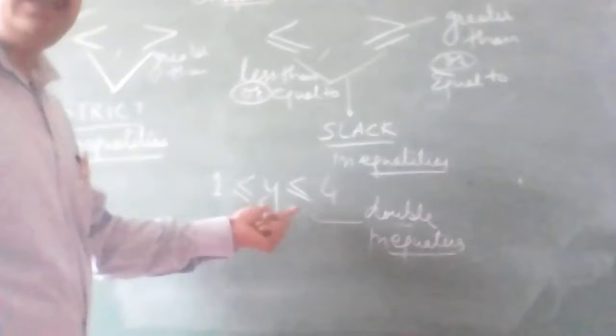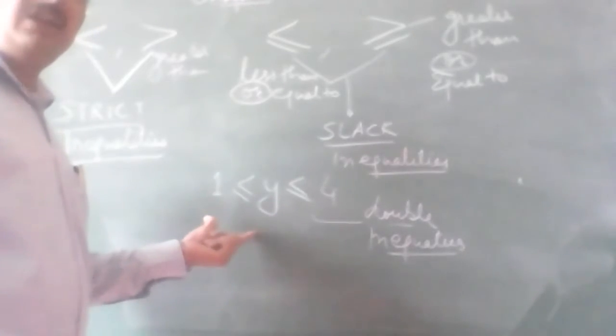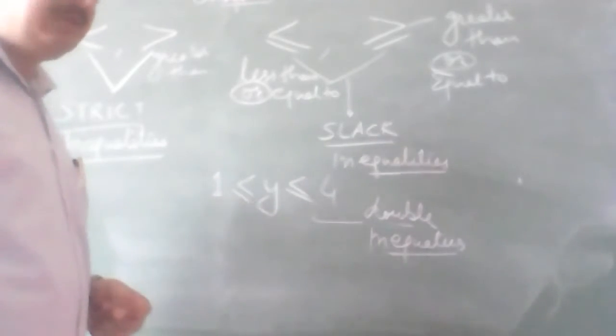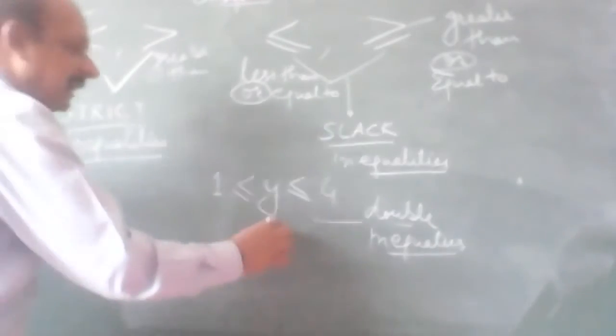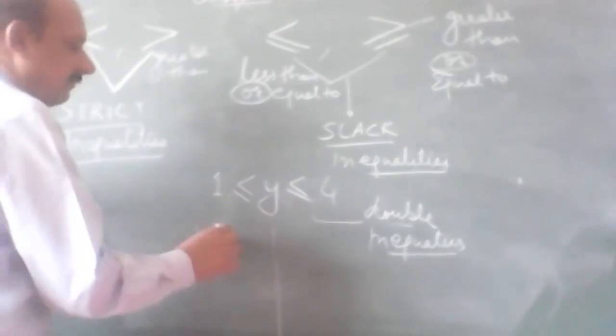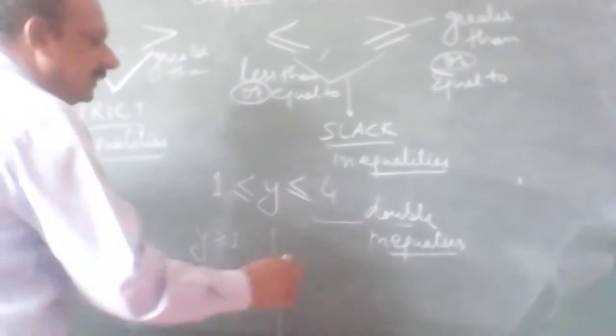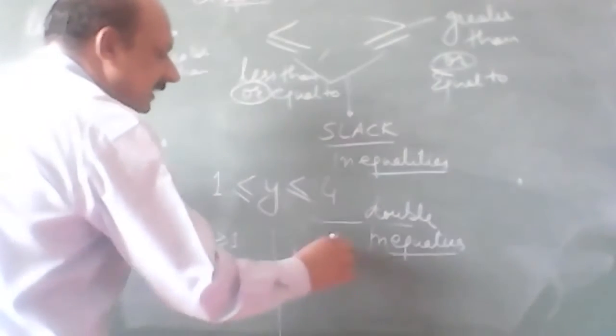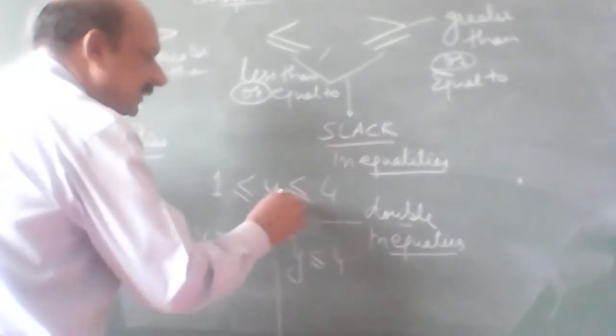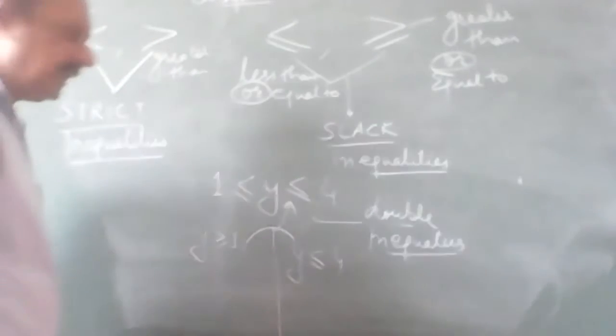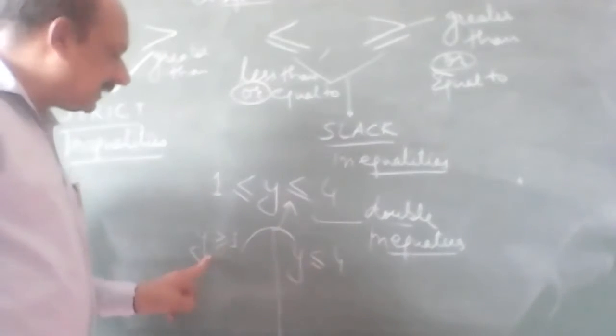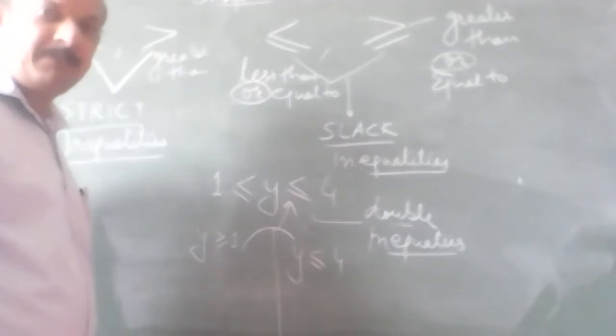Instead of showing it in two forms, we have already clubbed it into one. y is greater than or equal to 1, y is less than or equal to 4. If you combine the two, you get this one. y will be less than 4 but greater than 1.